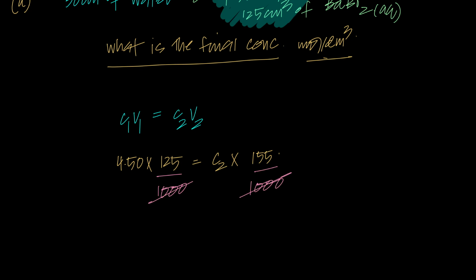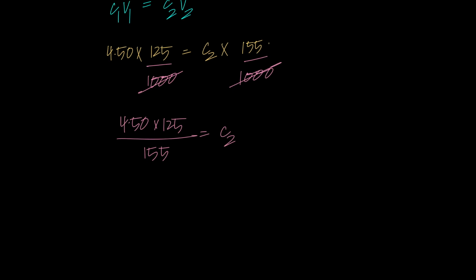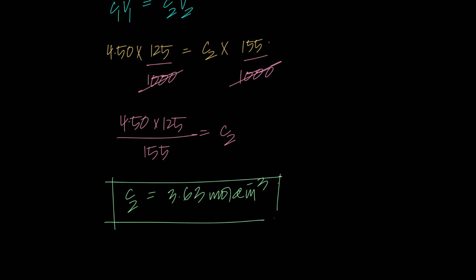At the end of the day, it would matter if one was in cm cube and the other was in dm cube. Then you literally convert one of them, right? If you even convert this into dm cube like Raima did, just divide it by 1000, divided by 1000, 1000 cuts out. So 4.50 times 125 divided by 155. What's C2? 3.629. So 3.63 mole per dm cube. Done. That's it.